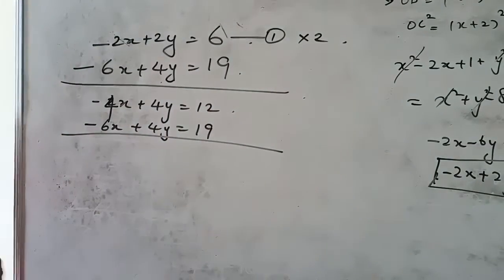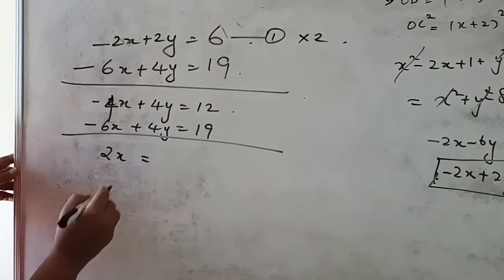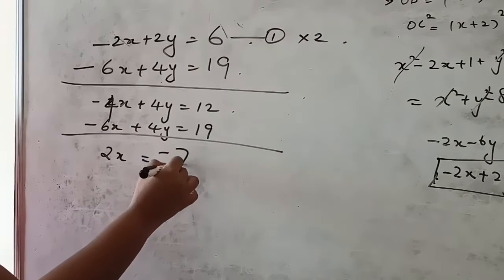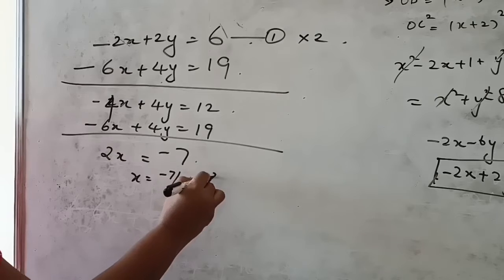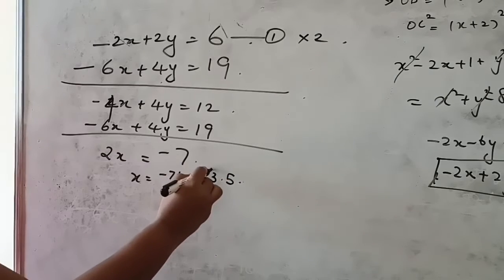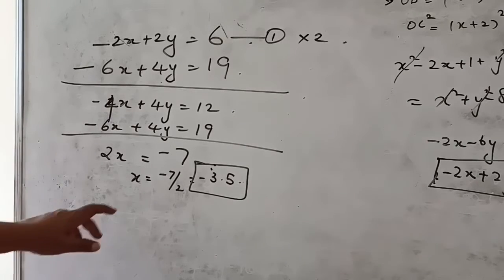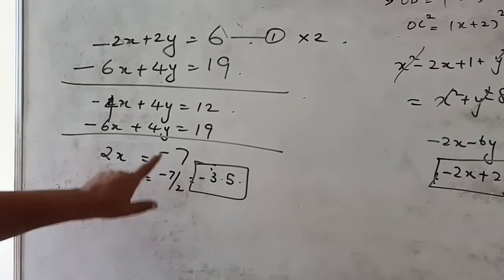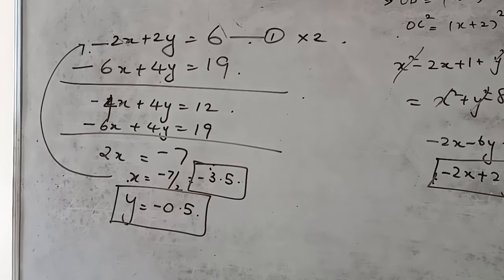I will cancel out the 4y term, so I subtract both the equations. I get 2x is equal to minus 7, or the value of x is minus 7 by 2, or minus 3.5. Now that I have gotten the value of x as minus 7 by 2, I need to substitute it in one of the equations in order to get the value of y. So after substituting the value of x in this particular equation, I have gotten the value of y as minus 0.5.